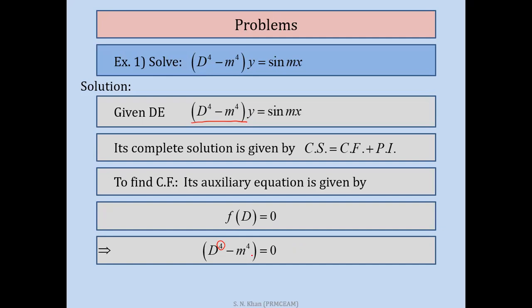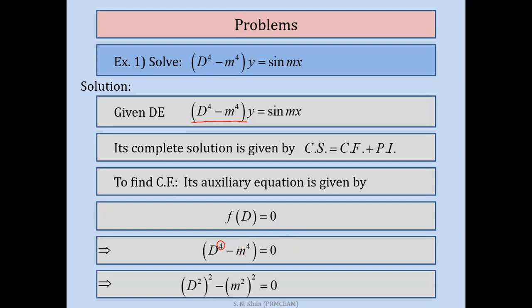So this is a 4-degree equation, and again it contains a constant m, so we cannot calculate it by using a calculator. We have to solve it manually. So we are solving the degree 4 equation manually, and total 4 roots should come. So we can write this D^4 and m^4 as (D^2)^2 and (m^2)^2.